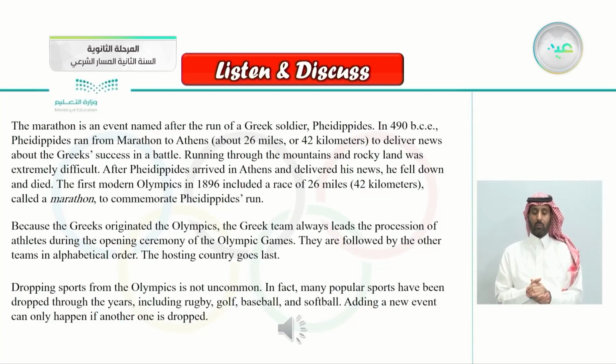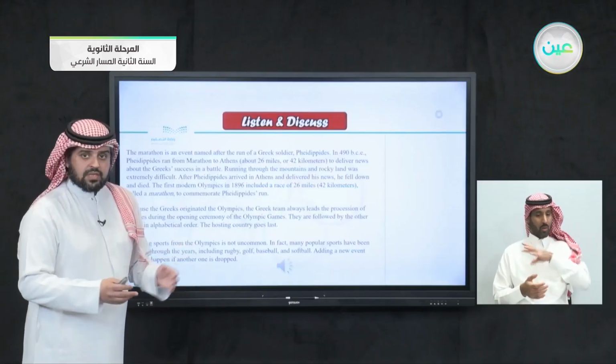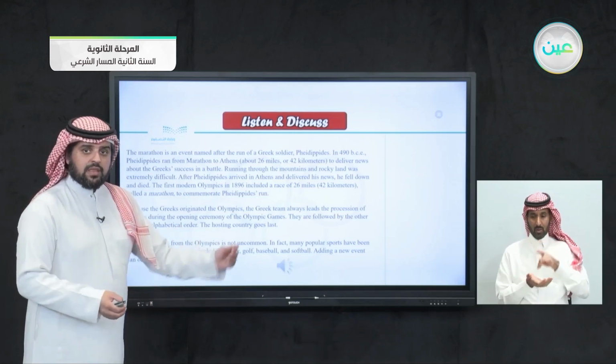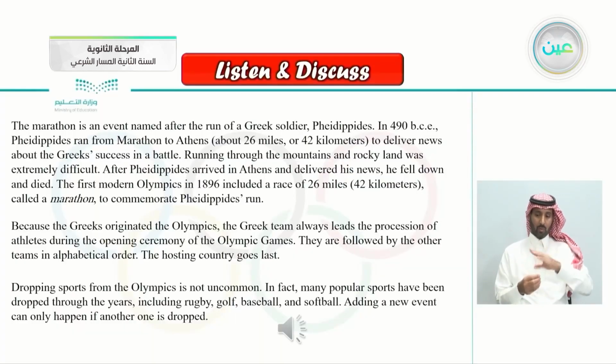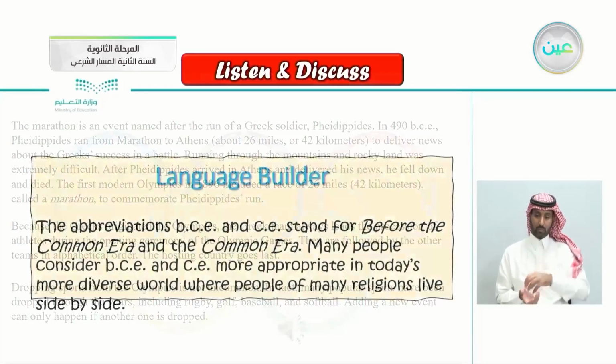Dropping sports from the Olympics is not uncommon. Sometimes they drop some sports, and when they drop a sport, they add a new one. For example, they dropped rugby, golf, baseball, and softball. As said in the last line, adding a new event can only happen if another one is dropped.